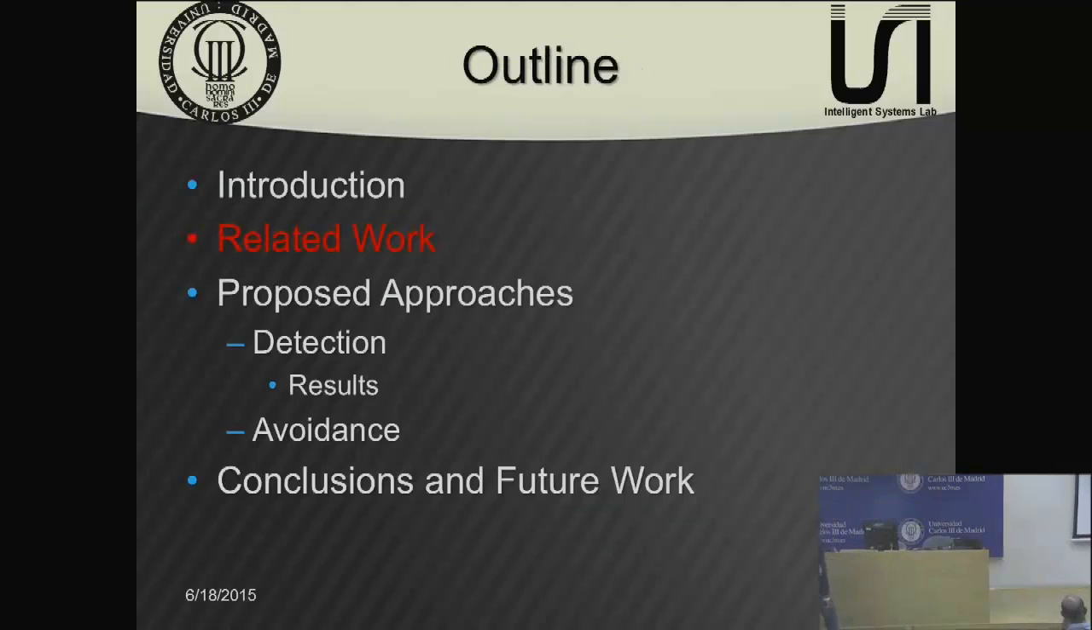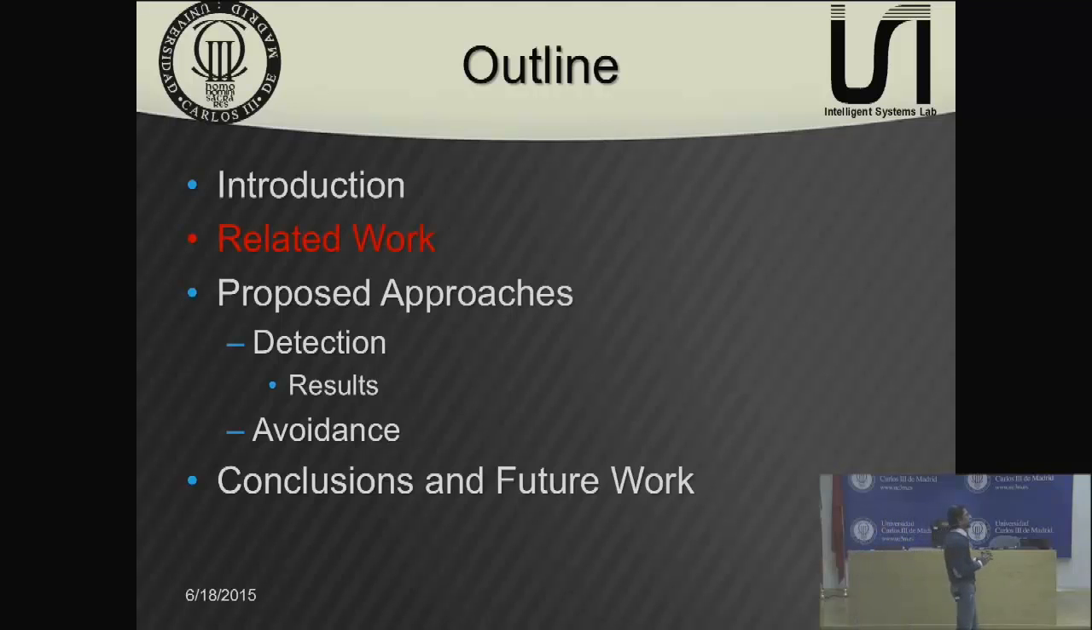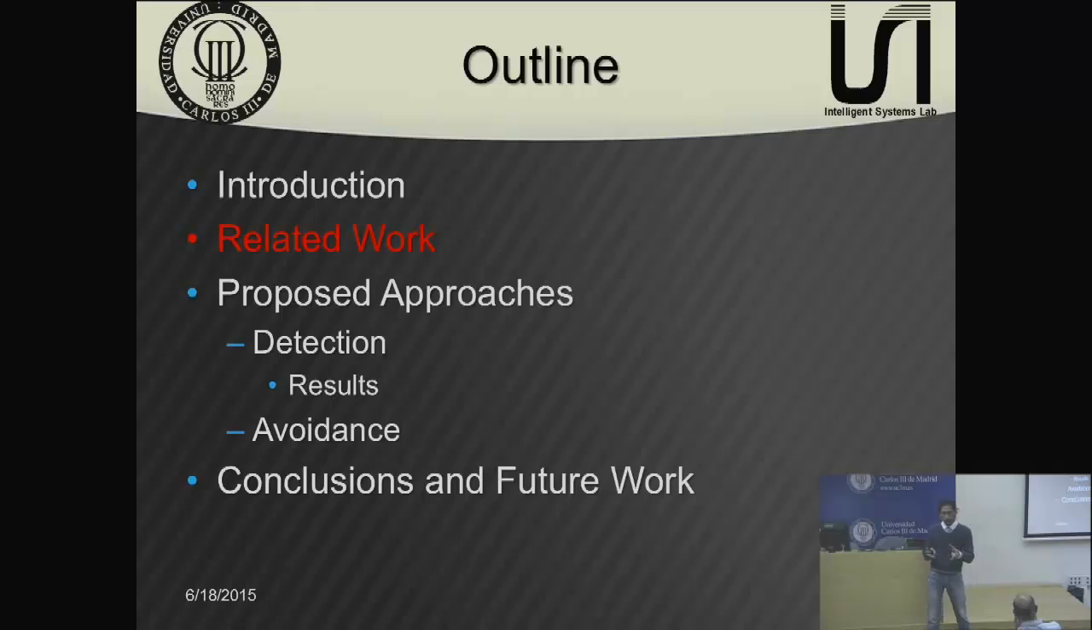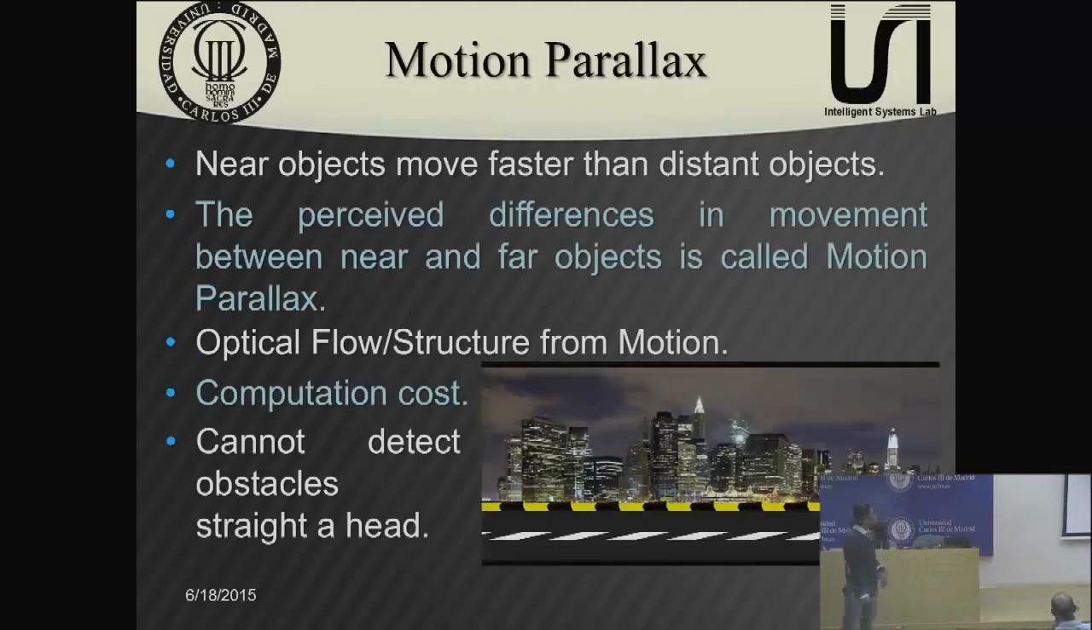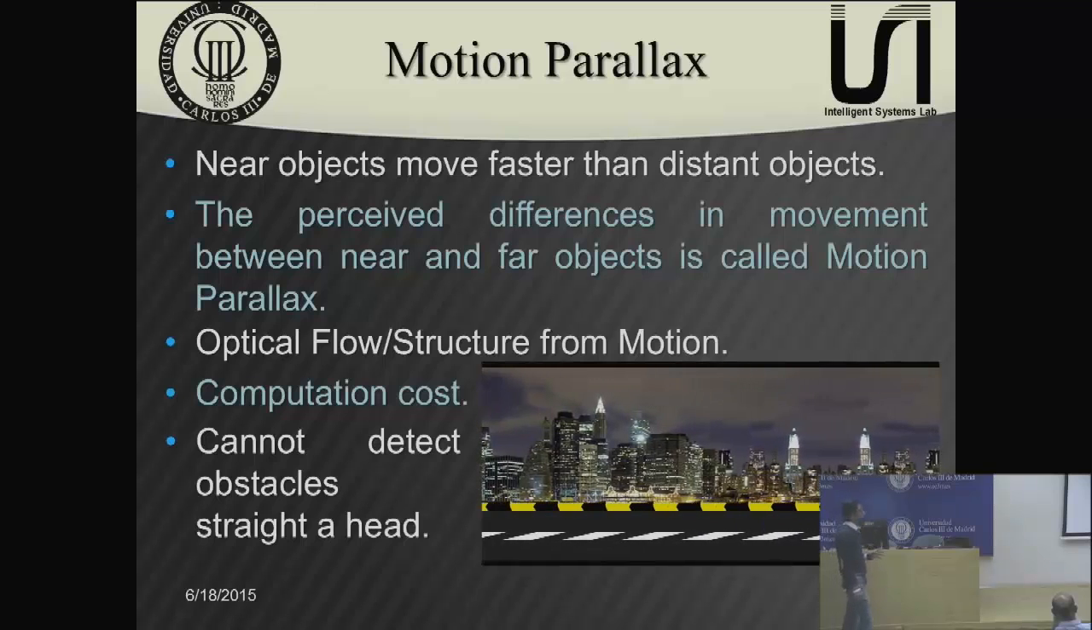The related work. From the point of view of vision, we have three main categories of obstacle detection, or let's say detecting the distance of the obstacles or objects. The first one we call motion parallax.